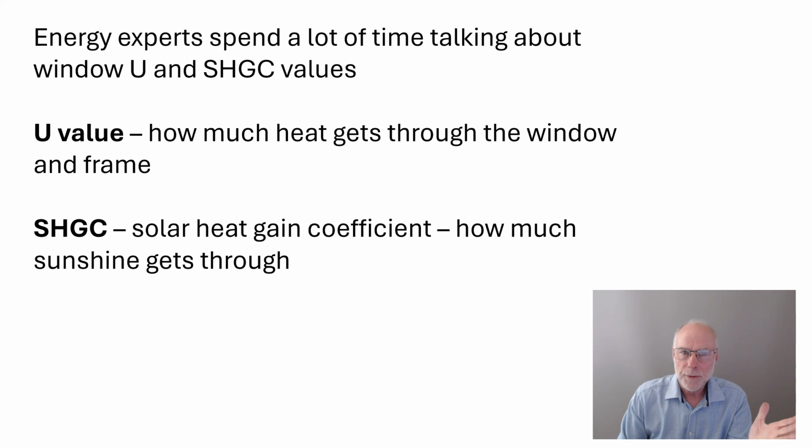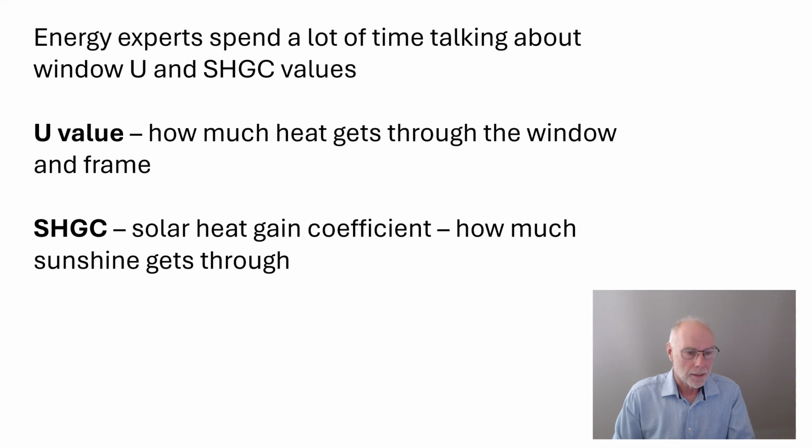But energy experts almost never talk about curtains. What they talk about is window U and SHGC values. So what are these things? Well, U value is how much heat gets through the window and frame, basically. So how much heat gets conducted through the frame, gets conducted through the glass. Or, that's if it's hot outside, but if it's hot inside, how much heat gets conducted the other way, through the glass and through the frame. You don't want heat transfer through there. You're trying to keep the interior of your house cool, or you're trying to keep the interior of your house warm, depending on the season.